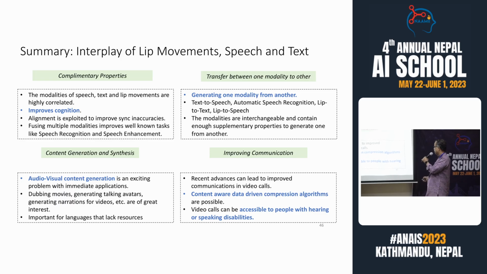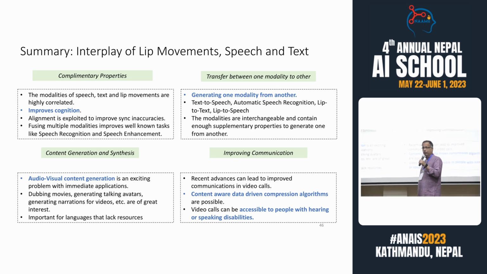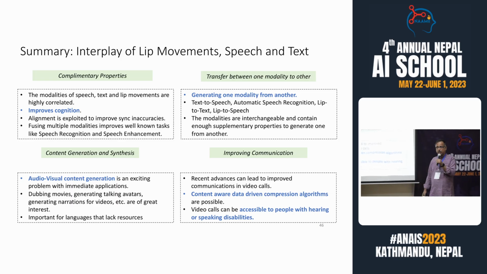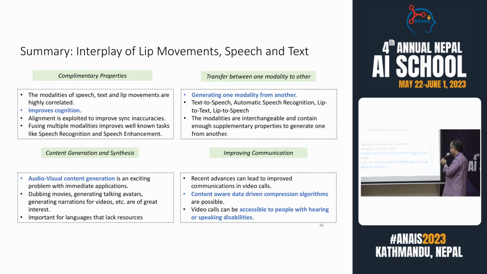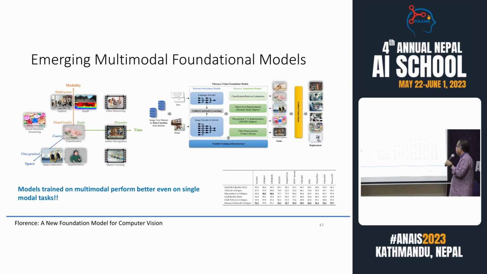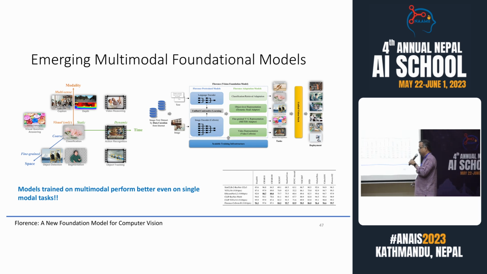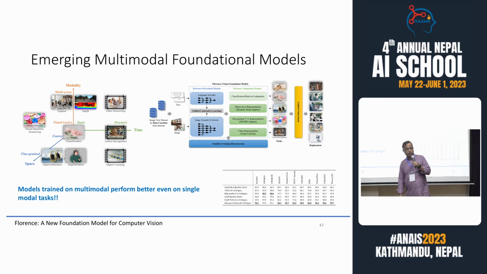And content-aware, data-driven compression and communication. You can also do this content-aware, because this sort of method that we do with super resolution or compression both cannot possibly be applied to arbitrary domains. It is content-aware, centered around talking faces, and accessible to people with hearing or speaking disabilities. There are a lot of improved applications for this. There are a lot of emerging foundational models. Many of them, the newer ChatGPTs and many other things, come into this picture, where people have shown that multimodal backbones perform better than single-modal backbones.